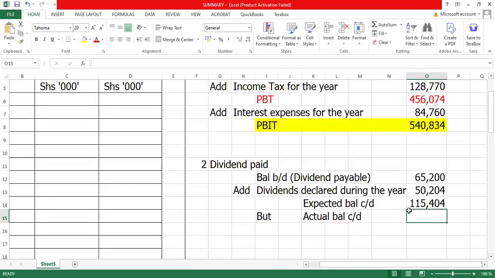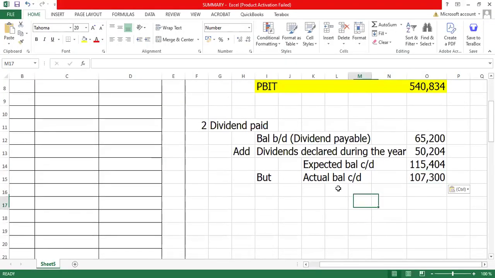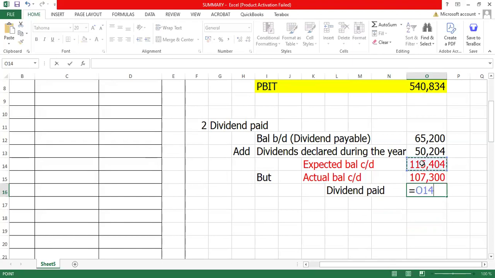So when you compare, does this one tell you something? You expected the dividend payable to be this, but the dividend payable is this one. What does this mean? It means that during the year, the company paid some dividend. So that's how you get the dividend paid. You get this minus this.